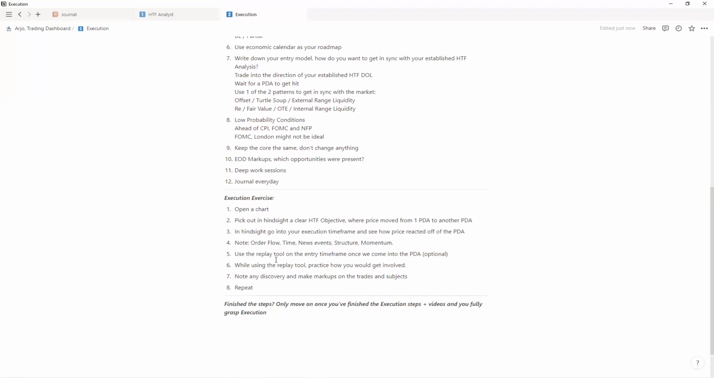And pick a new price action part. Okay, how could I have gotten involved? The high time frame analysis is accurate. I know it's going to be accurate. How can I get involved? Very important to form your own model. While using the replay tool, practice how you would get involved, like I just said. Note any discovery and make markups on the trades and subjects.